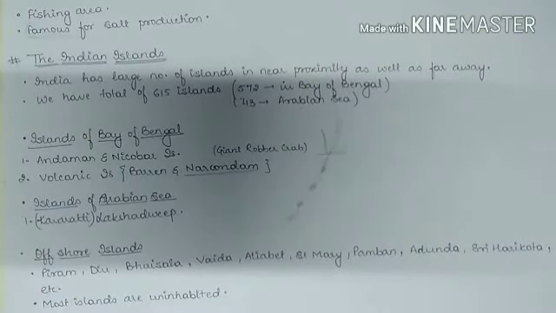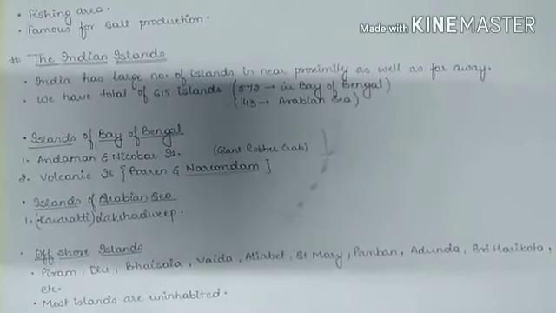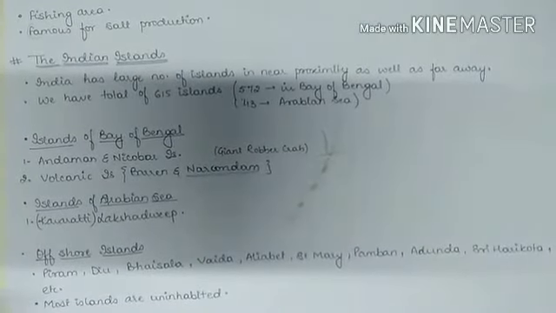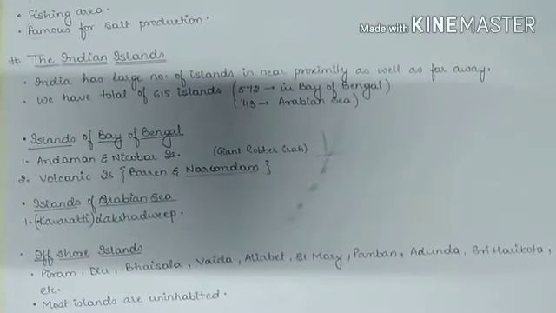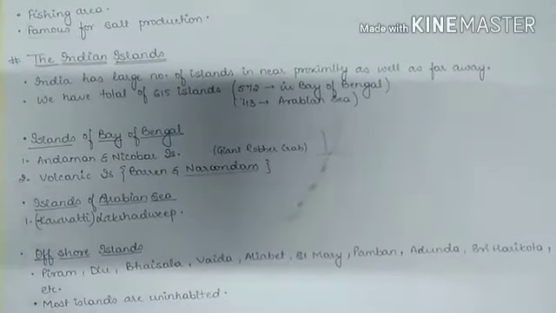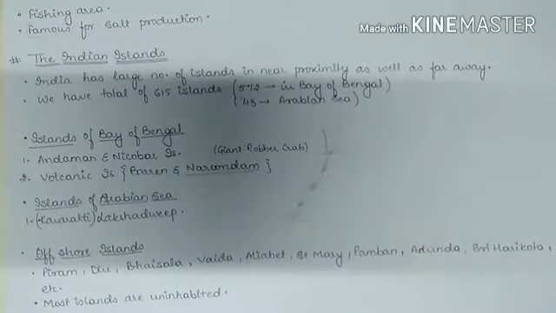Then we have the Nicobar Islands. The main crops of these islands are rice and coconut. Then we have major cash crops such as coconut and arecanut. Now the tropical fruits found here include bananas; we have various varieties of bananas here. We have pineapples, sweet papaya, and mangoes that grow on a small scale in the Andaman group of islands.